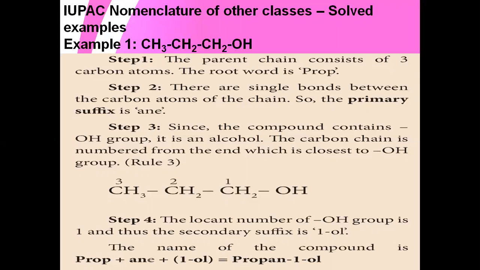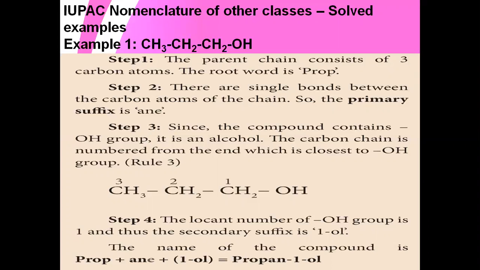Prop-1-ol. Do you understand? So 3 carbon atoms are present. So prop. The suffix word for single bonds is ANE. And the functional group is also there. So OH functional suffix word is OL and the locator number is 1. And the E of ANE is not used.